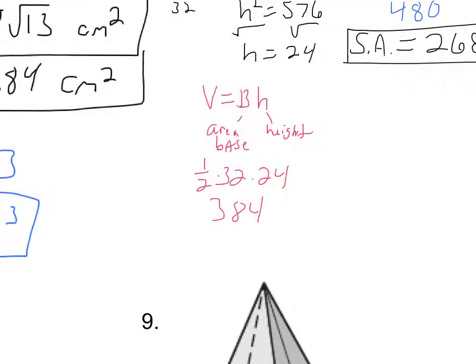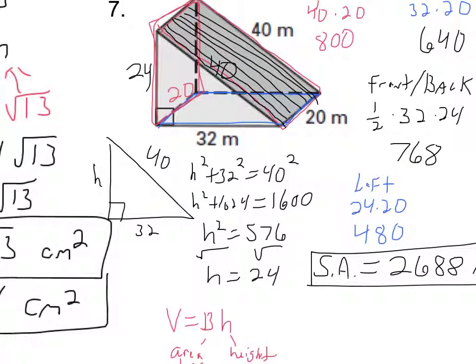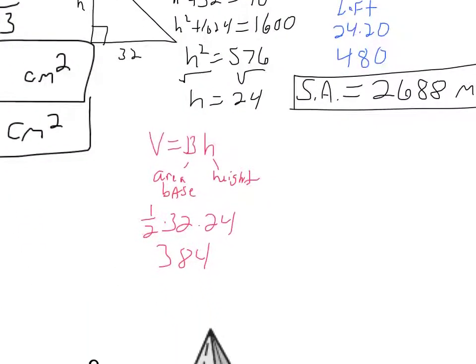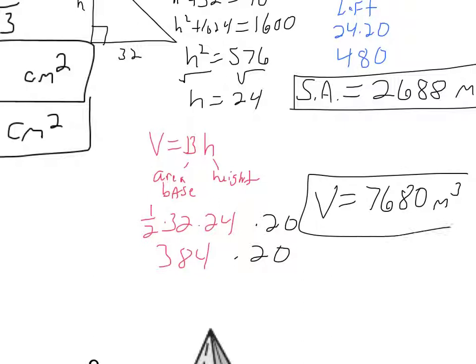So it's kind of like if you just look at the first slice of that, this slice right in here, that would be 384 cubic units. But because we have 20 of that, we have to multiply that number by 20. So we're going to multiply that 384 by 20. And there we get our volume of 7,680 cubic meters.